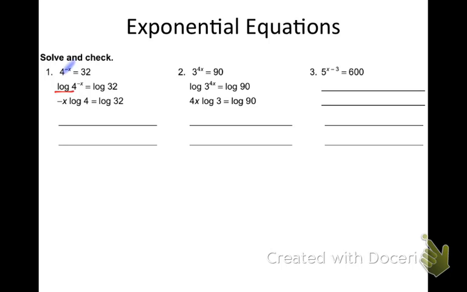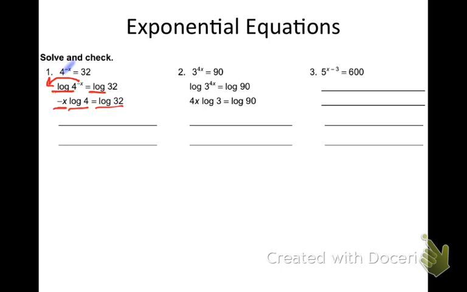So what do I want to do to both sides? I need to log both sides. So I get log 4 to the negative x equals log 32. And what's the reasoning behind the log? So we can bring the exponent to the front. So I have negative x log 4 equals log 32.